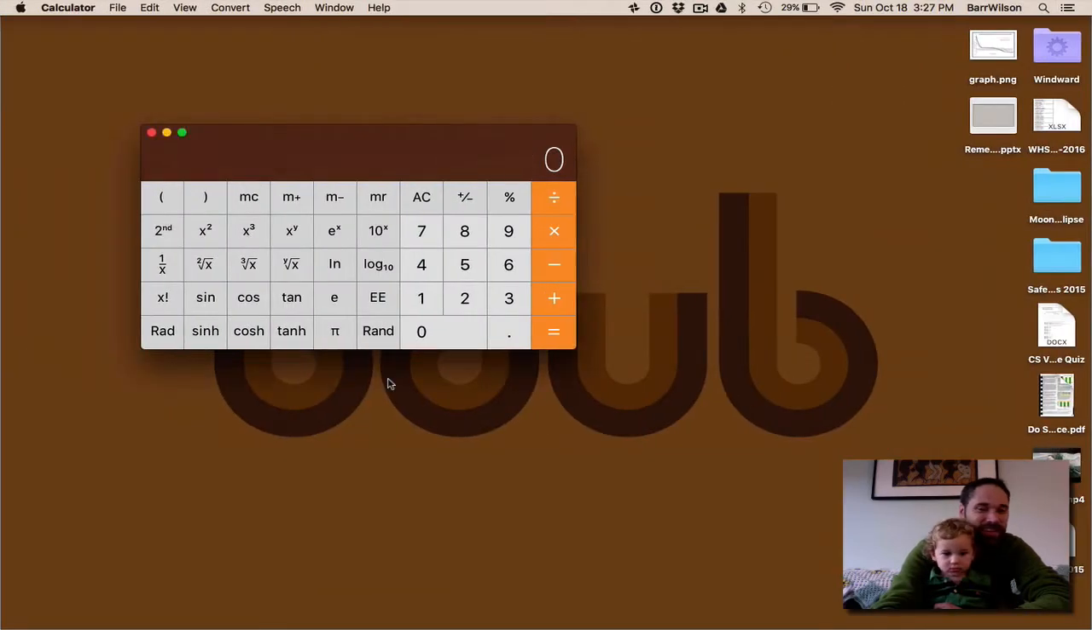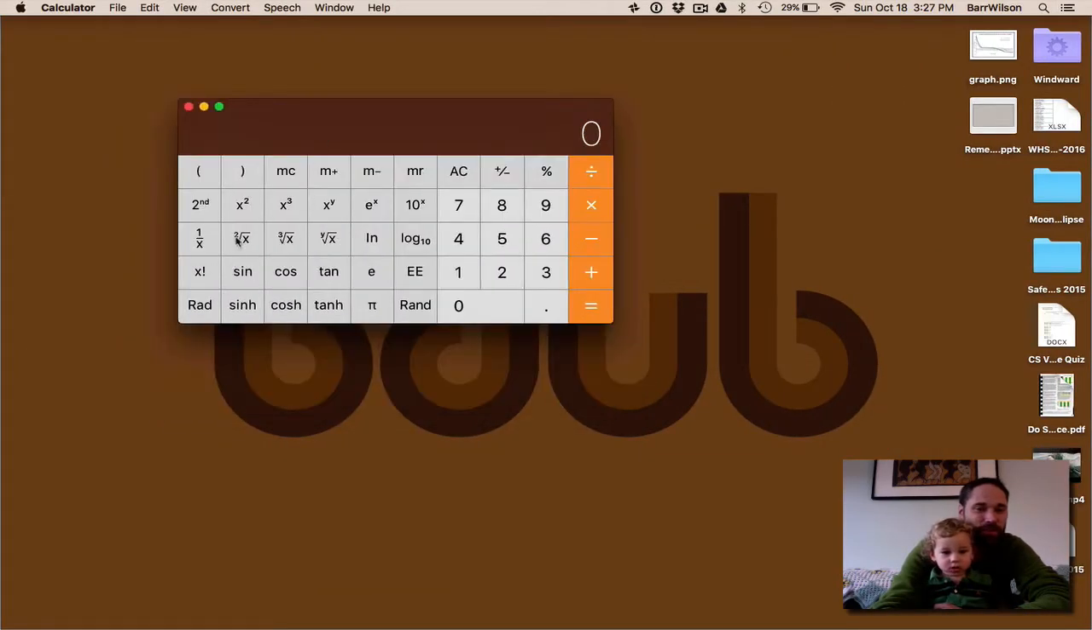So don't forget that. Different calculators look different when it comes to square roots. Mine that I'm getting on the Mac here has the little square root function with the 2 in the corner, but they don't always have the 2. Sometimes it's just the square root.